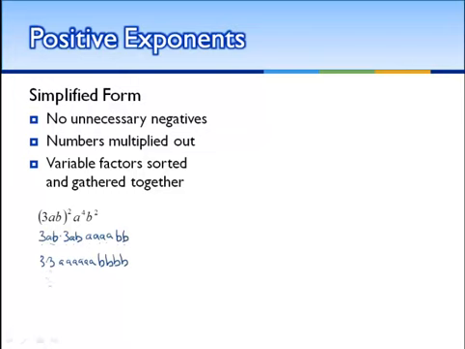That's easy enough. 3 times 3 is 9. And finally, any variable factors should be sorted and gathered together. Here, there are 6 total factors of A. Rather than writing A out 6 times, which makes it hard to count and maybe see immediately, we would write this as A to the 6th power. And then for the B's, there are 4, and so we would write B to the 4th power. This here would be our final answer if they asked us to simplify the expression.